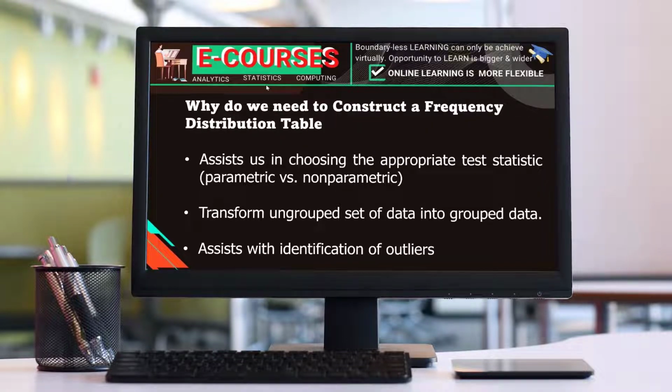Why do we need to construct a frequency distribution table? When we do a frequency distribution, it helps us to assist in choosing the appropriate test statistics or statistical methods to use. Alright, so we can decide whether we need to use parametric statistical methods or non-parametric statistical methods. Second, we can transform an ungrouped dataset to group data. And lastly, we can identify and determine the number of outliers.